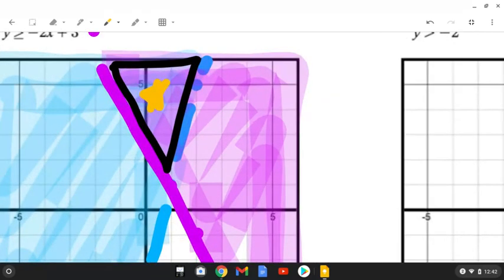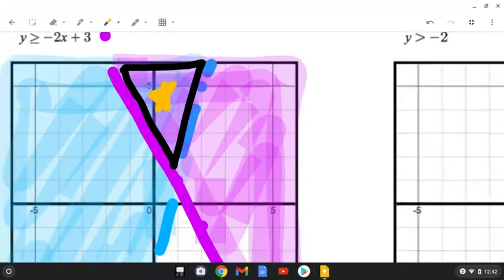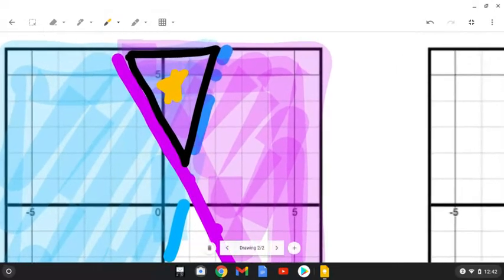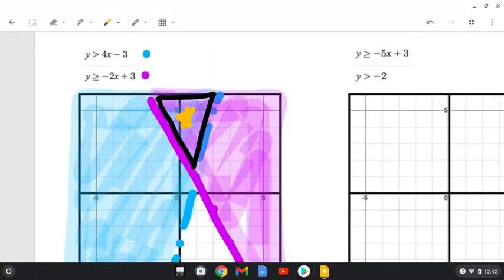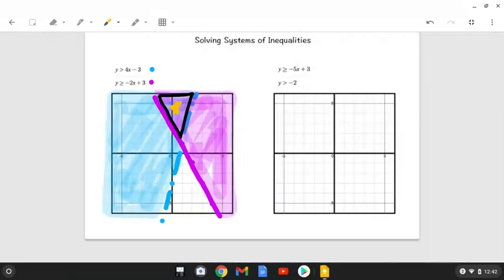Any ordered pair inside that little space is going to be a solution. So for instance, let's say I went 0, 5, where my x was 0 and my y was 5, that would be a solution. Anywhere inside that shaded area where they overlap is a solution, okay?